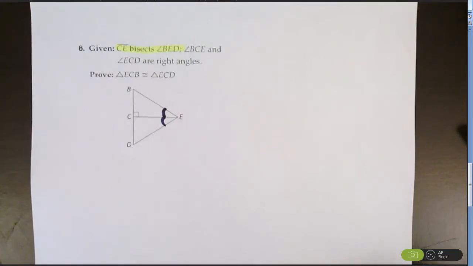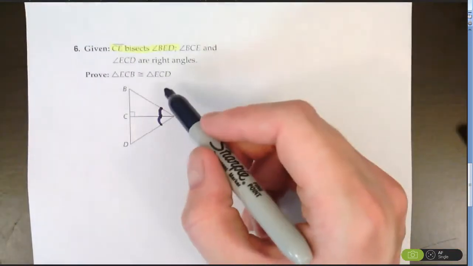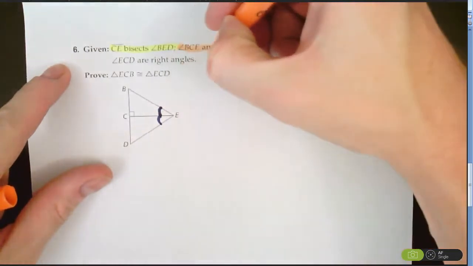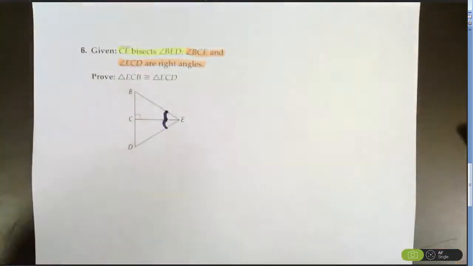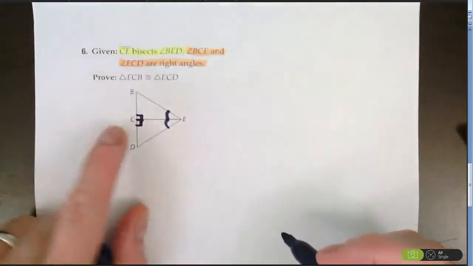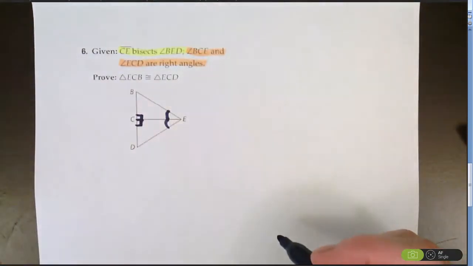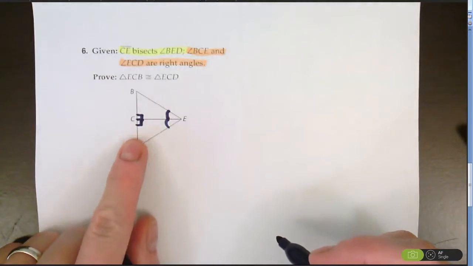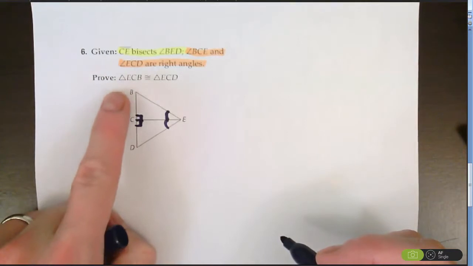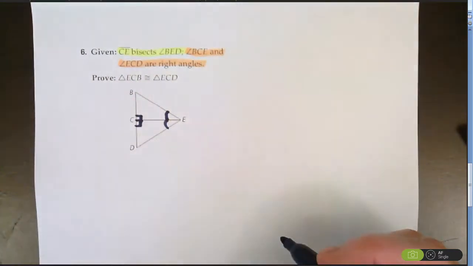Now, they didn't draw both of them in there, so I think some of you guys weren't paying attention closely to that either. Our second piece of information is that angle BCE and ECD are right angles. If you have right angles, you have a pair of congruent angles. So we have a pair of congruent angles at BEC and DEC, and a pair of congruent angles at BCE and DCE. So we have two pairs of congruent angles.